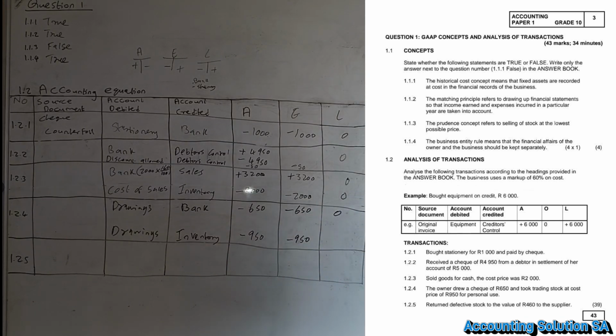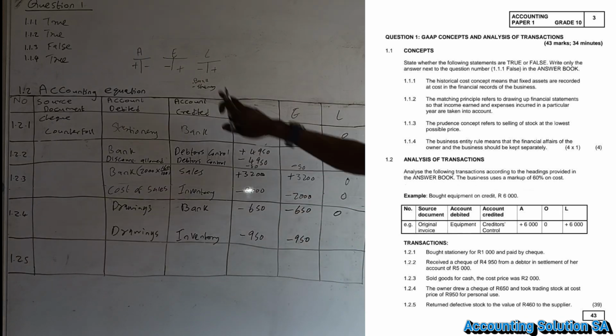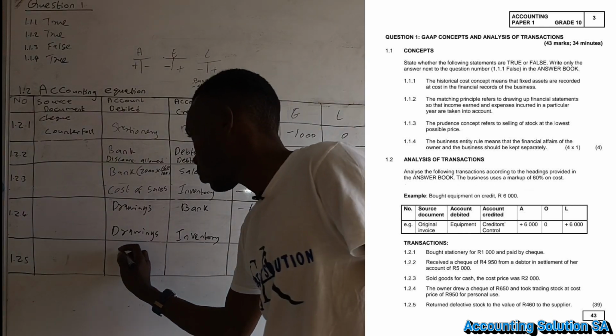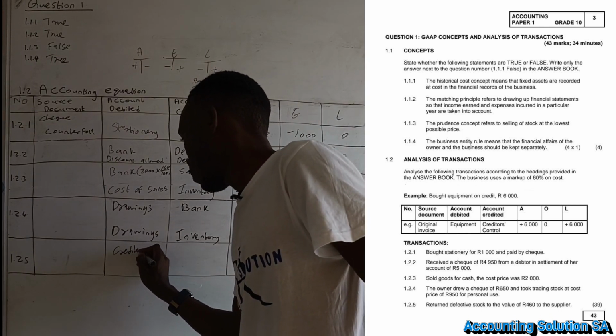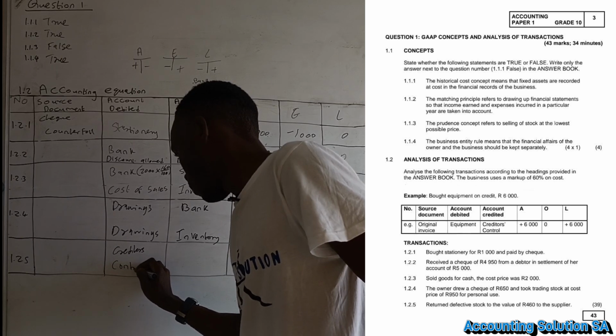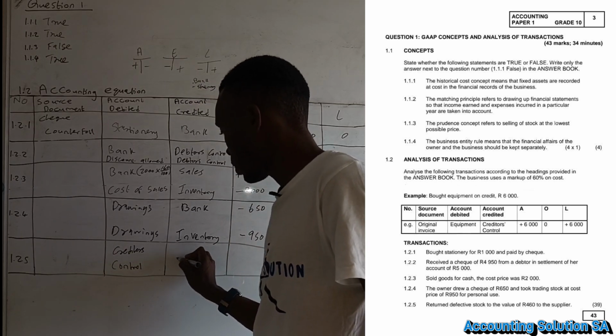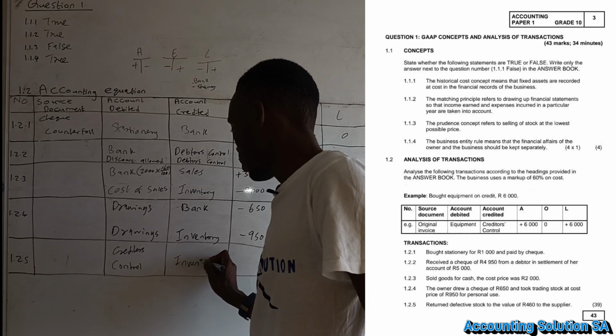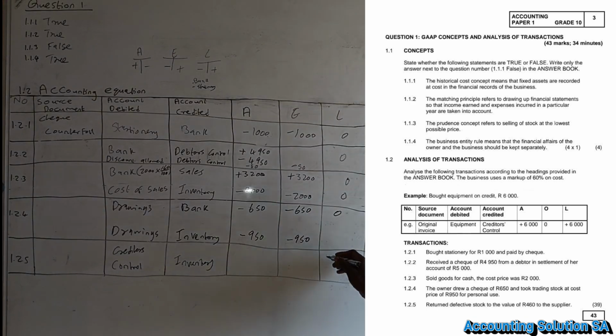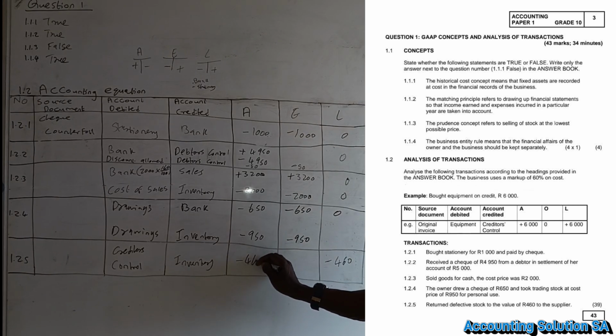returned defective stock to the value of 460 to supplier. We return to supplier, which means that we're no longer going to pay that credit that we owe for this inventory. Okay, which means that our liability is going down. Creditors control. Okay, we return what? We return inventory, which means that liability is going to be minus. The amount is how much? It's 460. And we no longer have that inventory that we returned. It's going to be 460.